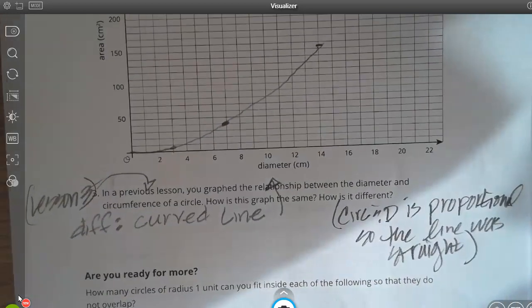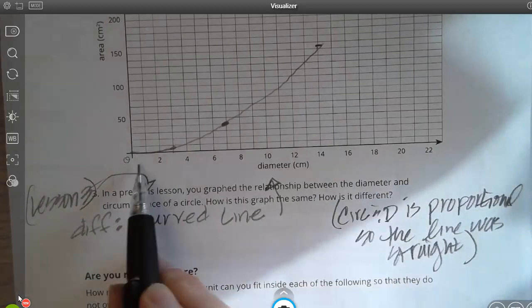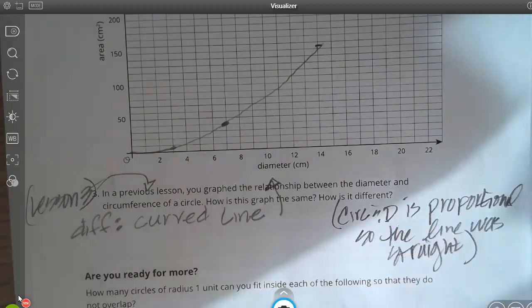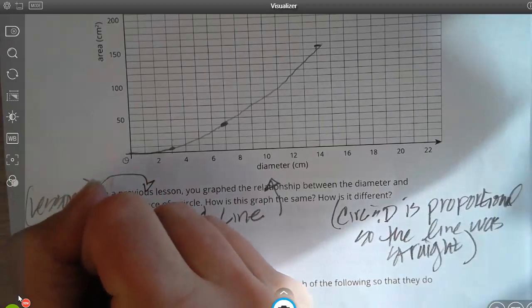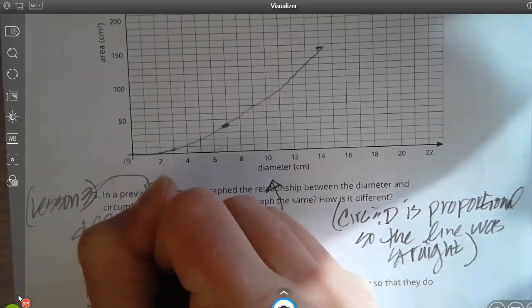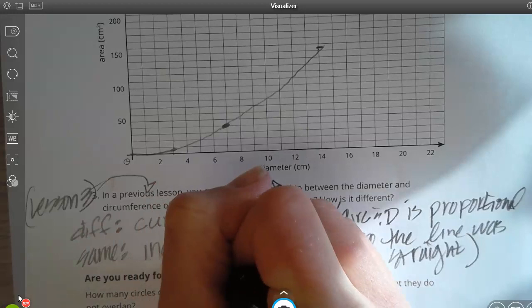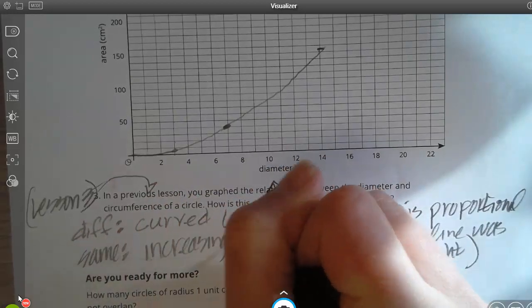One thing that's the same is that as the diameter increased, the area or the circumference increased as well. So we can just say increasing line. Okay.